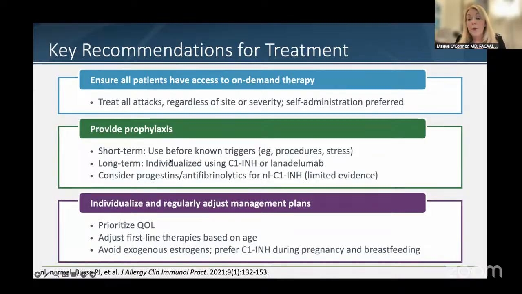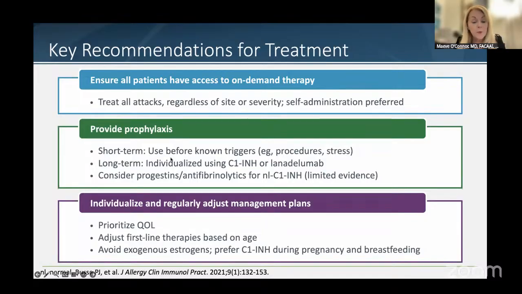So again, according to the U.S. HAE Medical Advisory Board 2020 guidelines for the management of hereditary angioedema, all patients should have on-demand access and prophylaxis should be considered based on disease frequency, severity, as well as patient preference. And it's also very important that both the choice of the agent and the route of administration should be highly personalized to help reduce disease impact on patient quality of life.